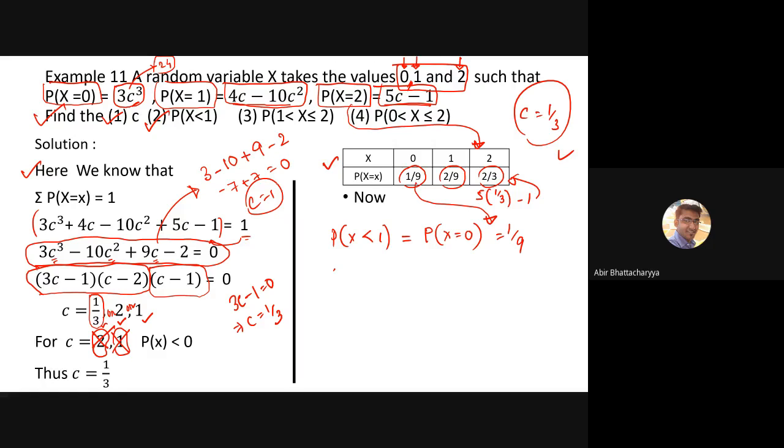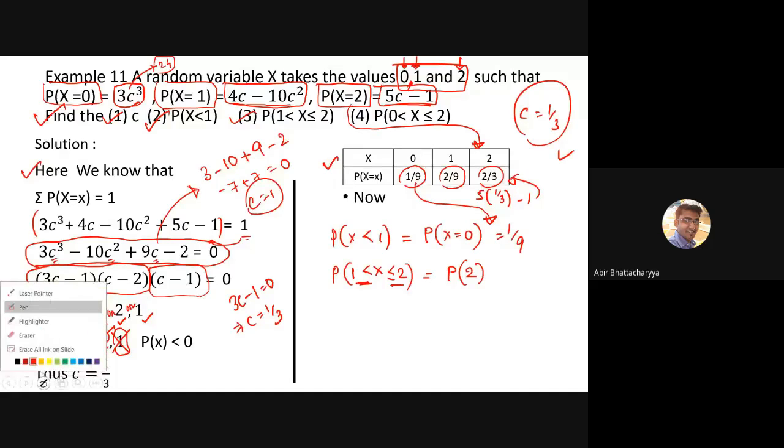Next question is number 3. Probability of 1 less than x less than or equal to 2. Which value will it take? It will take probability of x equals 2, because it is equal to 2. Will it take 1? No, because it is strictly greater than 1. So the answer equals probability of x equals 2, the only answer because it is attaining the value x equals 2. So the answer will be 2 by 3.